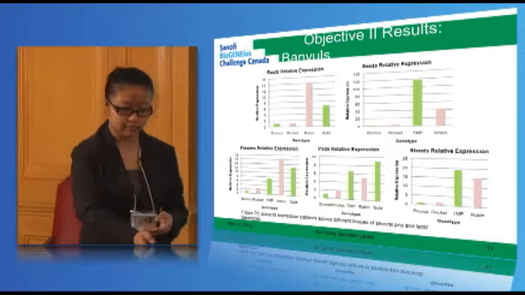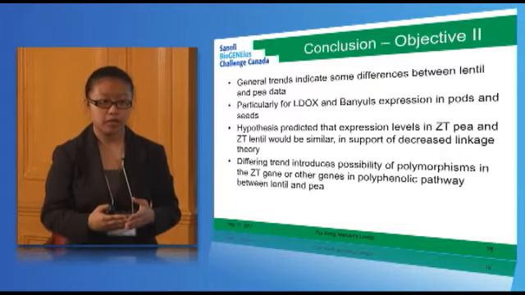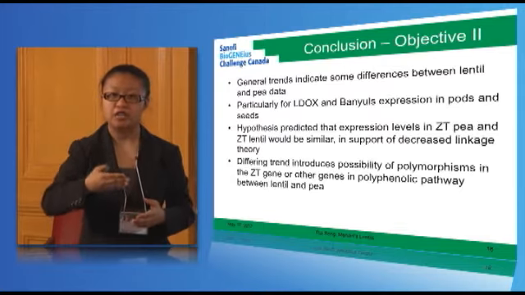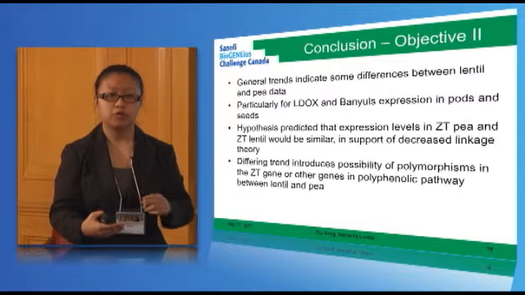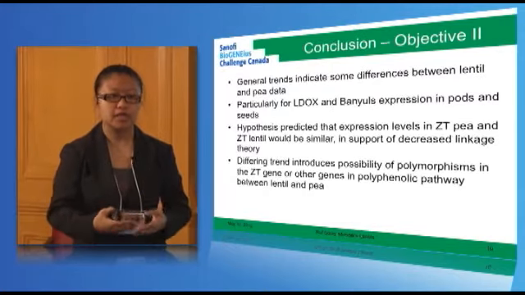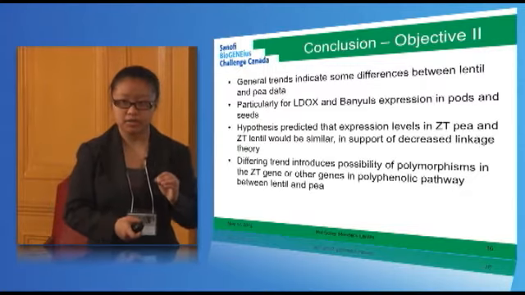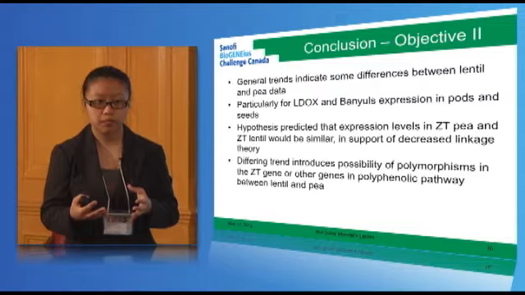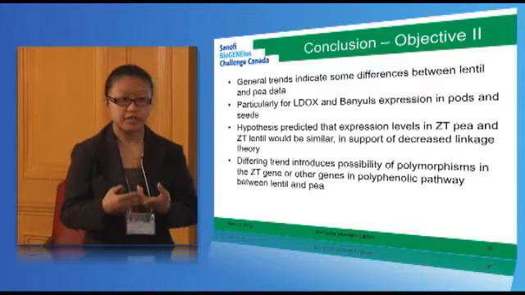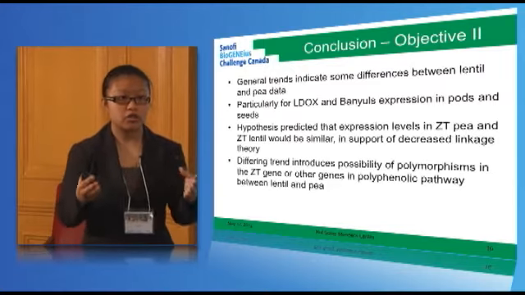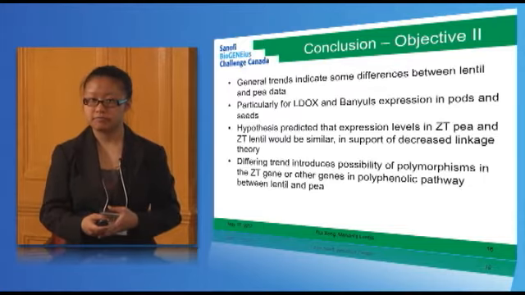So the general trend of the gene expression studies indicates that lentil and P data do differ, particularly for LDOX and BANYULS expression in roots and seeds, two tissues that are associated with resistance against soil-borne pathogens and general disease resistance. Now, while the hypothesis predicted that expression levels would be similar, the differing trends introduce the possibility that polymorphisms in the ZT genes or in genes in the polyphenolic pathway are responsible for the differing resistances.